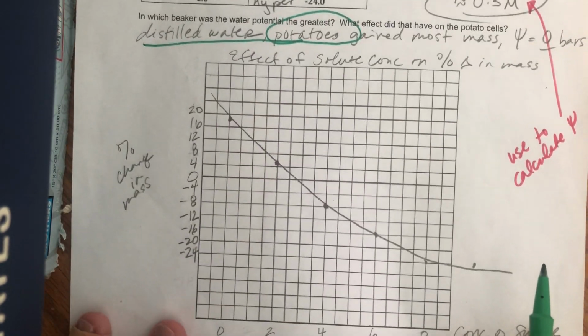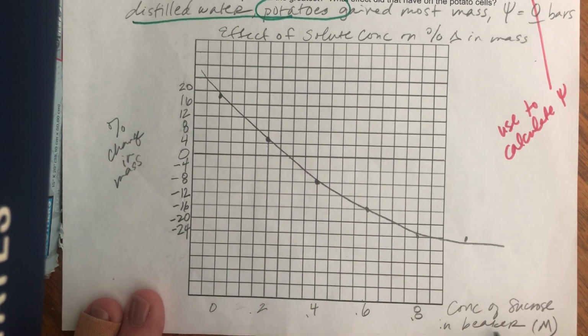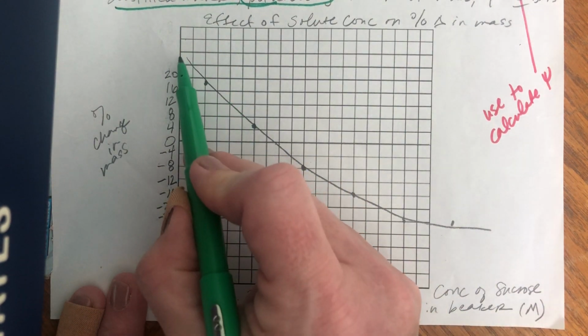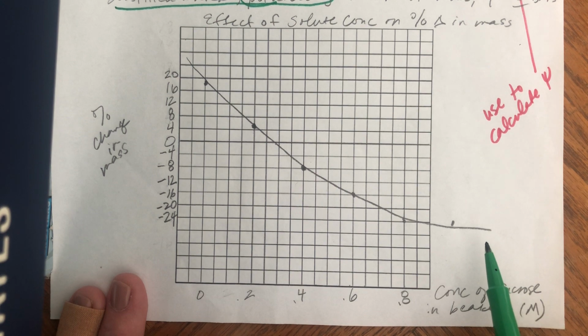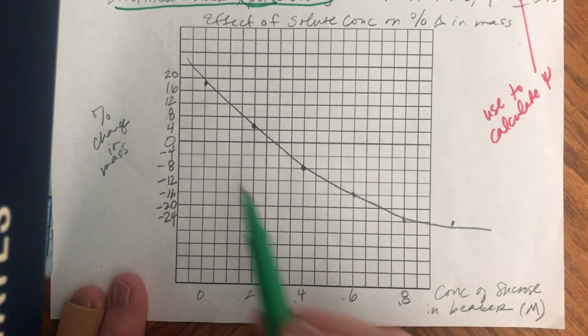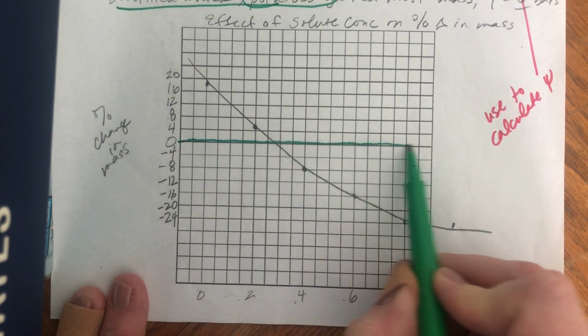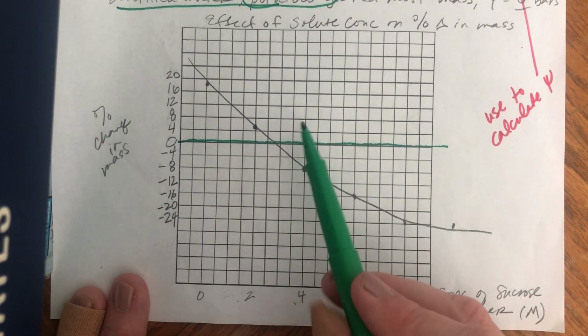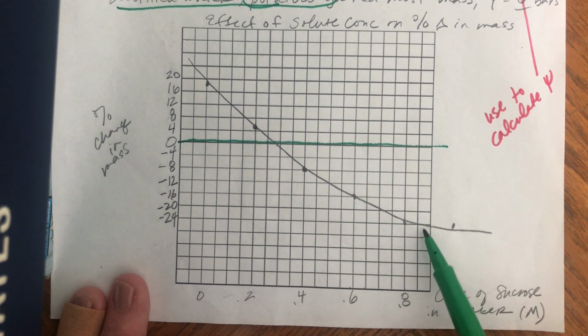All right, so here's what it looks like. Percent change in mass over concentration of the sucrose in the beaker. We're going to get a different relationship because the cells are either going to gain, in these two concentrations, 0 and 0.2 molar, or lose in these 3-4 concentrations.